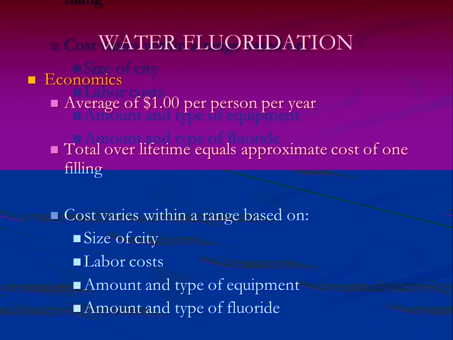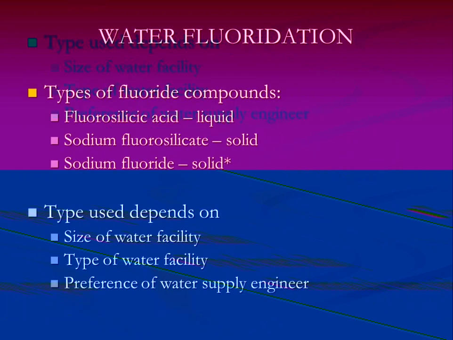The cost of fluoridating a community really depends on several things: how big the city is, the labor costs within that city, what type of equipment is within their water plant, and the amount and type of fluoride that they utilize. There are 3 different types of fluoride products that are used within water fluoridation. These have been board questions in the past, so I wanted to definitely make sure that we touched on this during this segment of the PowerPoints so that you would have all the information up front.